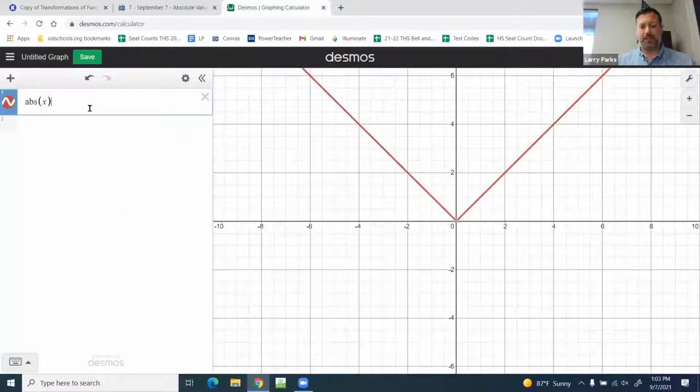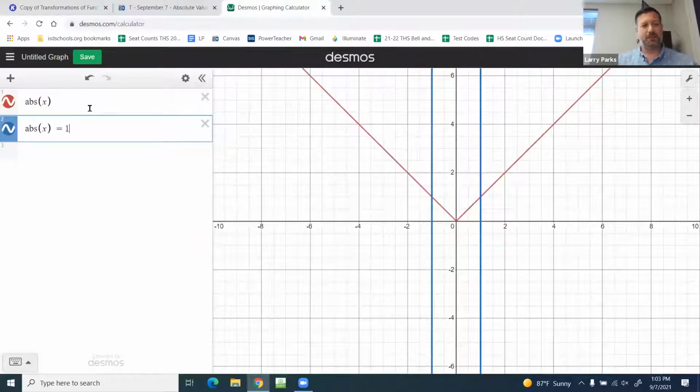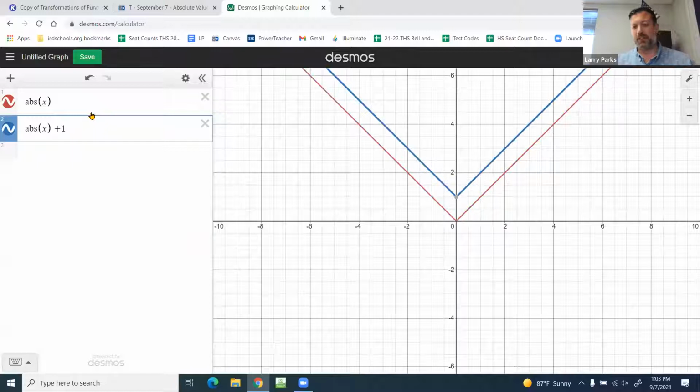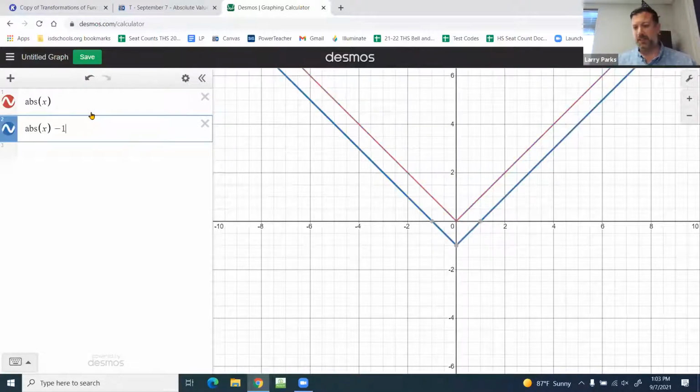If I put absolute value x and then I type it in again, if I put +1, plus, it goes up. If I put -1, it goes down. That's all that's saying.